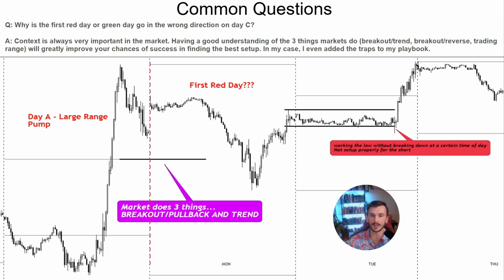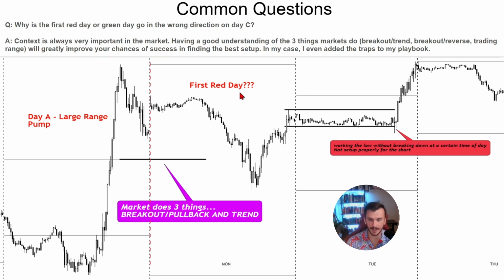If you look at this week for what the week has actually done, there's been a lot of signal days that on the next day have just kind of gone the opposite direction, where you get a first red day and then it goes vertical to the upside, or you get a first green day and it goes vertical to the downside. And that's what I'm going to cover in next week's video. But just to hit it on the surface right now, why does a first red or a first green day go in the wrong direction on day C?